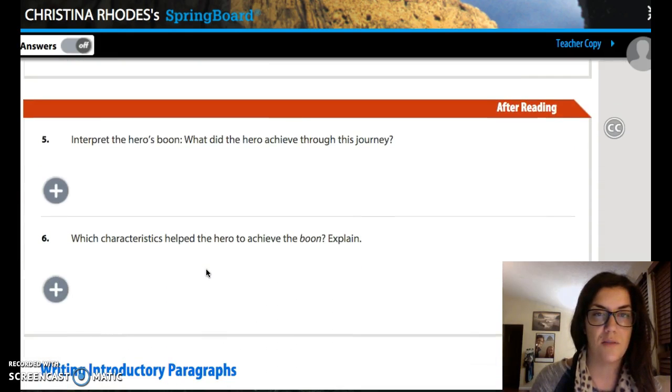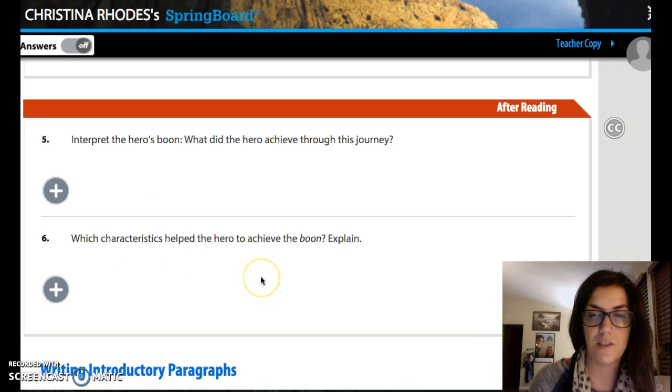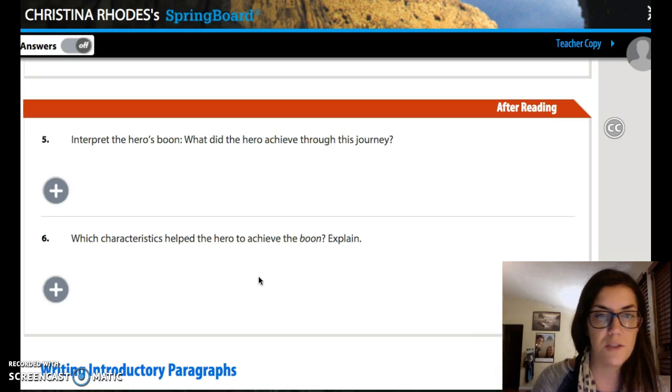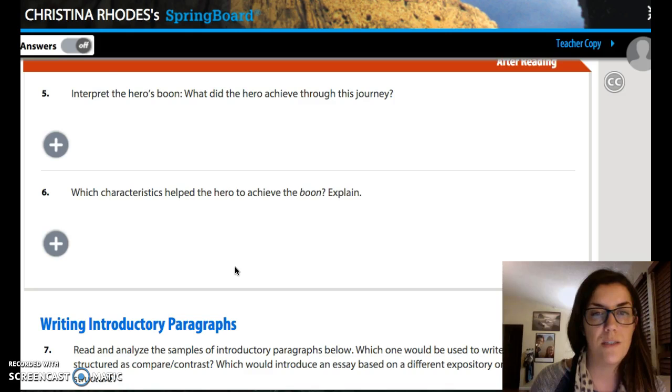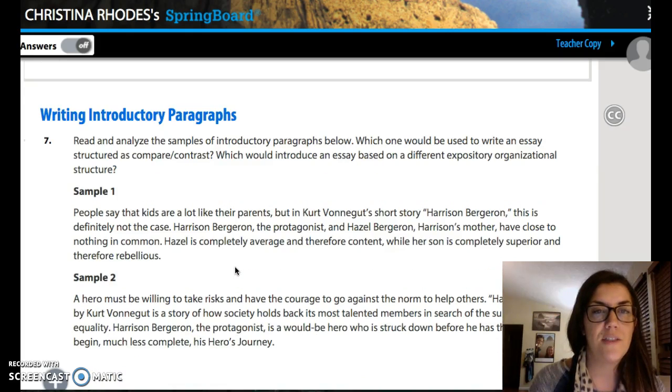Number 5. After reading, so you're going to read with your shoulder partner. I'm going to read these after reading questions to you so you know where you're headed, but you will be reading these pages with your shoulder partner alternating. Number 5 says, interpret the hero's boon. What did the hero achieve through the journey? Number 6, which characteristics helped the hero to achieve the boon? Explain. Then you're going to be writing an introductory paragraph.